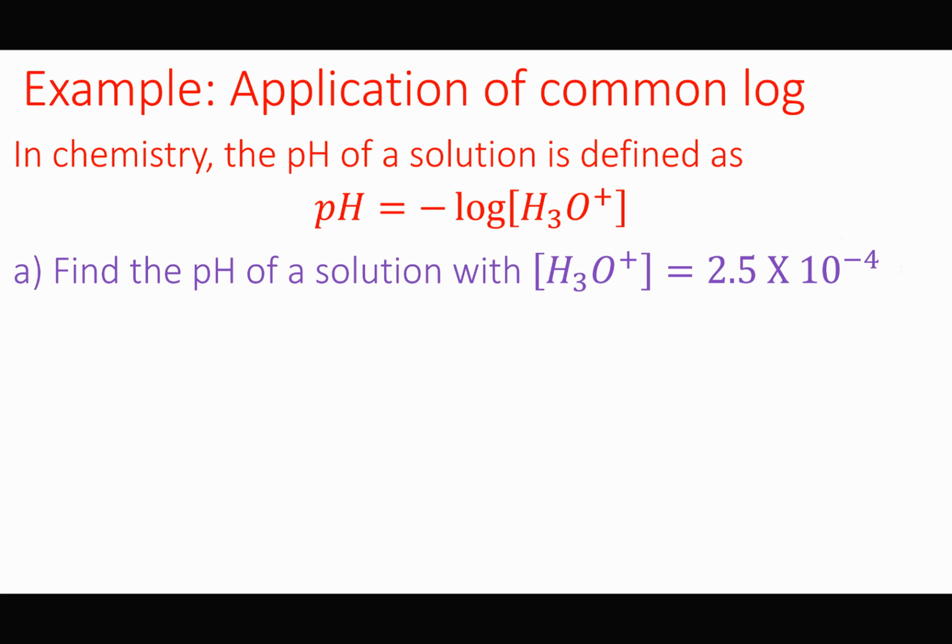All right, so let's get into an application problem. So it says, in chemistry, the pH of a solution is defined as negative log of H3O plus. Find the pH, so we're trying to figure out what the pH is if H3O plus is 2.5 times 10 to the negative 4. Well, then I can just put in negative log of 2.5 times 10 to the negative 4th.